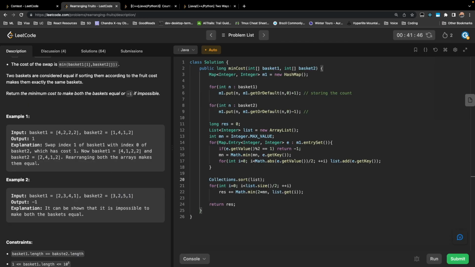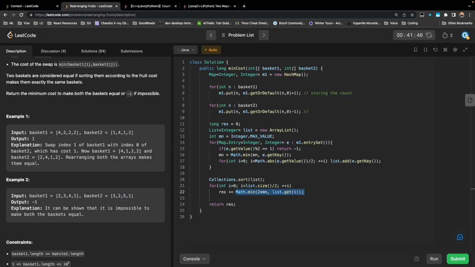And why are we moving them to the list? We need to swap them with the minimum values, right? So that's why we are storing it in a list, and then we are sorting the list. Then we iterate till half of the list, because each value would be swapped with the corresponding value in the other half, which would make both the baskets equal, okay?